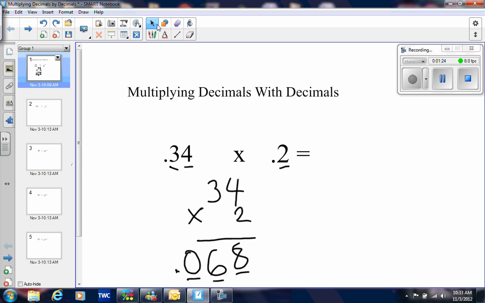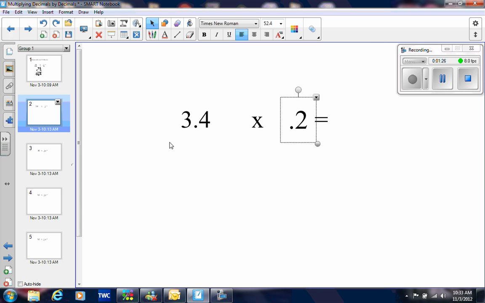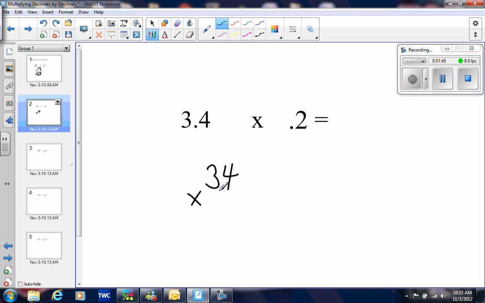Like I had said, I'm going to have the same digits. Now it's just a question of where that decimal point is going to go. So first step, just go ahead and ignore those decimal points. 34 times 2 to get 68. In this case, we have 1, 2 decimal places. And so if I put the decimal point right here, I'll have 1, 2 decimal places. 2 decimal places in my problem, 2 decimal places in my answer.